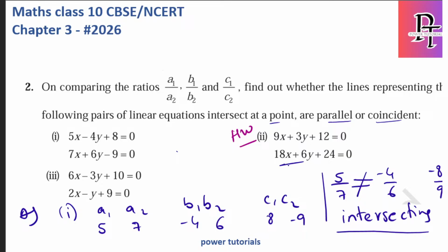Okay. So for this, I'll solve it here itself. Homework question. So a1, a2, I'll write it here: a1, a2, b1, b2 and c1, c2.